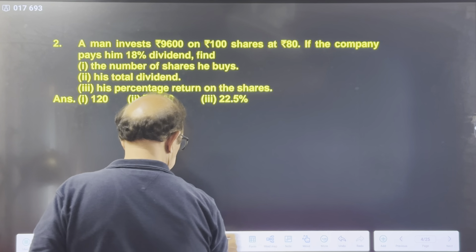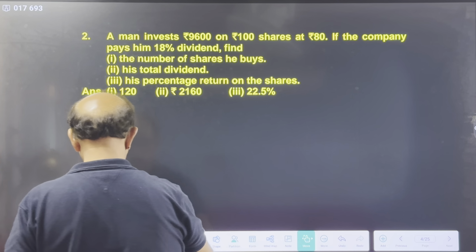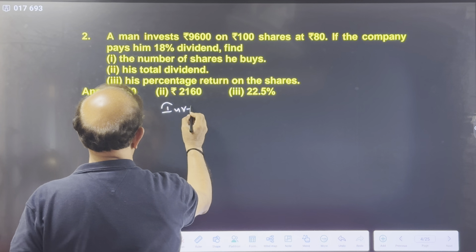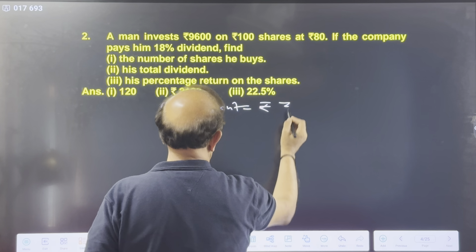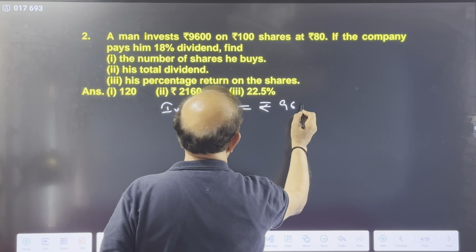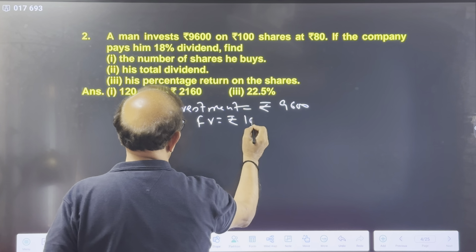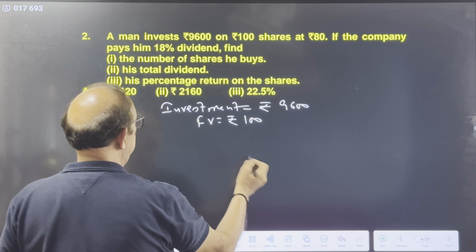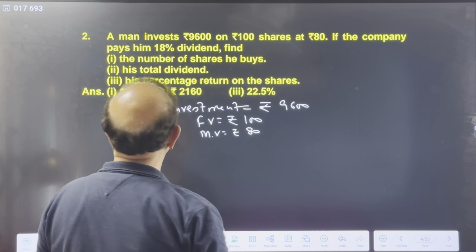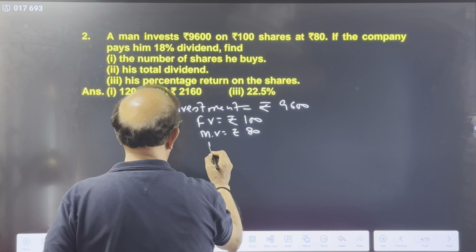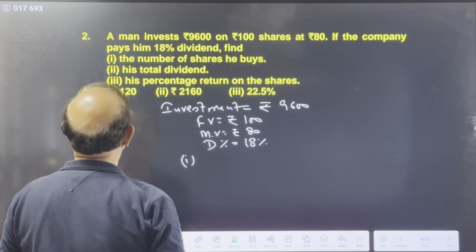A man invests rupees 9600. That is investment, that is investment is equal to rupees 9600. On rupees 100 share, that is face value, at rupees 80, this is market value. If the company pays him 18% dividend, D%, 18%. Number 1, find the number of shares.